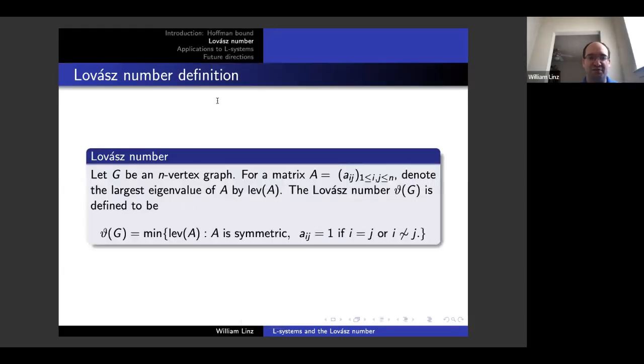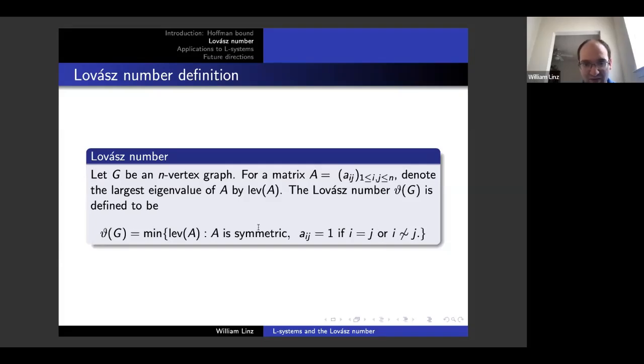Okay, so here's the definition of the Lovász number. There are many different ways you could define the Lovász number of a graph, but this one will be particularly useful for us. So we'll let G be an n-vertex graph. We don't need to assume that the graph is regular. This definition works for any graph at all. For any matrix A, the largest eigenvalue is going to be denoted by LEV of A. The Lovász number can be defined to be the minimum, over all symmetric matrices which are 1 on the diagonal and 1 whenever two vertices are not adjacent to each other.